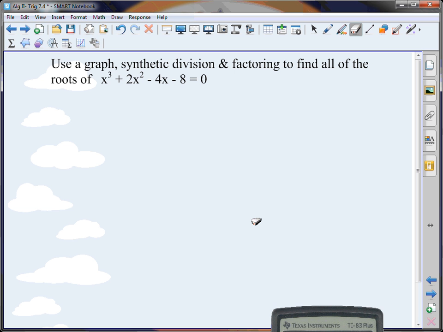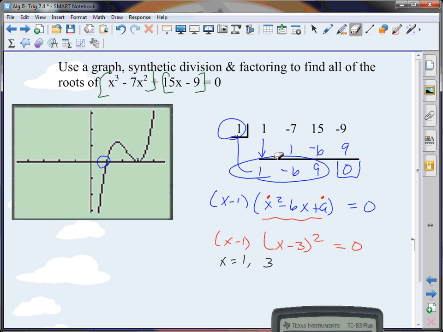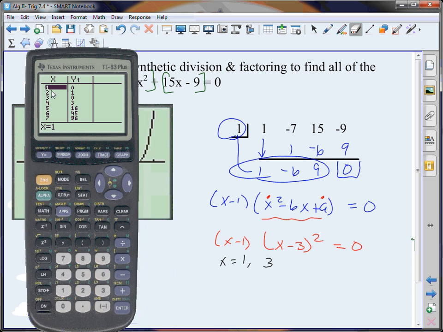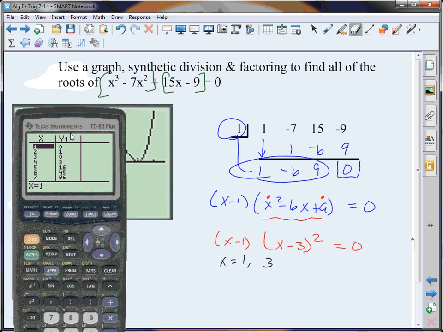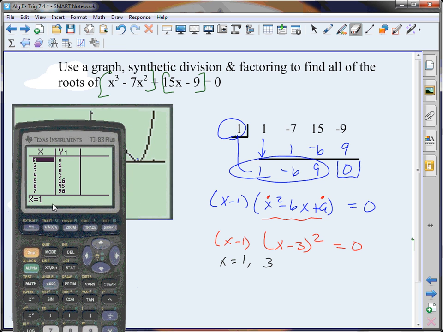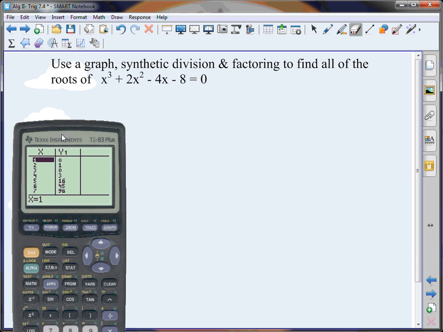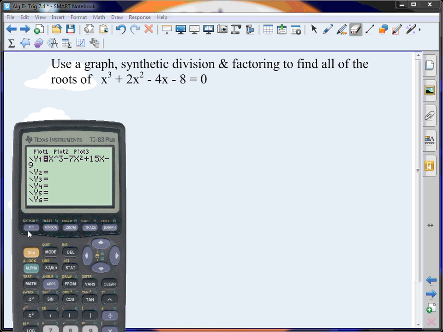So did you need the graph? I don't need the graph. What I really need is the table to find a 0. Second graph. Right, you have to put the problem into y equals first. I want you to try and find the solutions to this one.